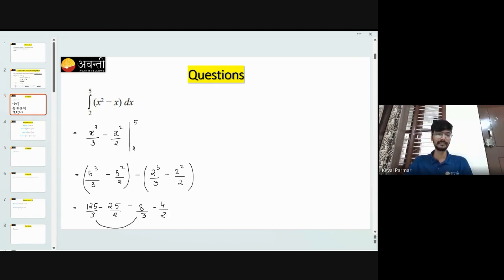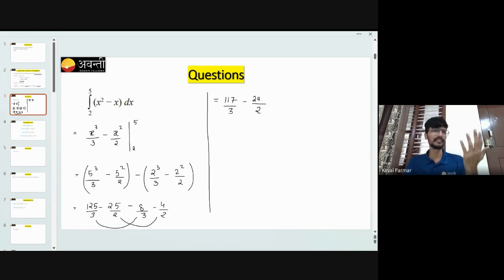Now for these terms with the same denominator, we do not have to take LCM. So 125 minus 8, what is 125 minus 8? I guess 118 or 117 upon 3, right? Minus 25 minus 4, so it will be minus 29 by 2. If we can calculate this, it is very simple. We will get an answer. Got it? So this is the way of calculating definite integration, just upper limit minus lower limit. I just wanted to give you this example for revision, basic questions. So now let's move on to the main part of definite integration.